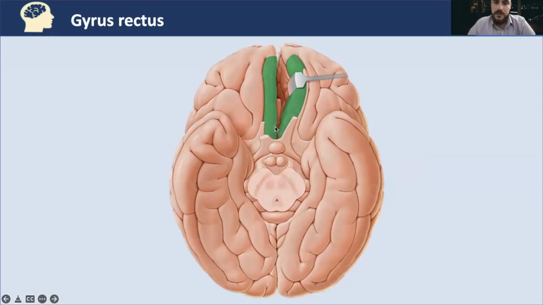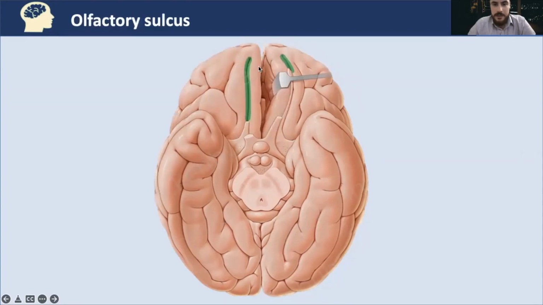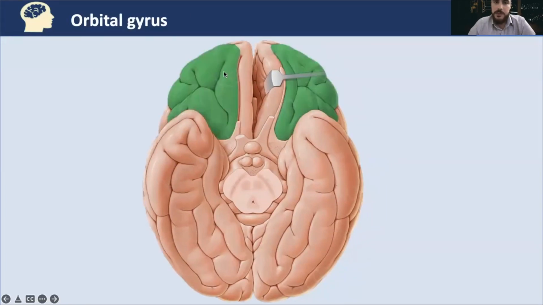So the area in the green represent the gyrus rectus, or the straight gyrus. You can see how it goes straight, like it's a purely demarcated gyrus. This is gyrus rectus. What's lateral to it, we have the olfactory sulcus. It has the olfactory tract running into it. Lateral to it, we have the orbital gyrus. So this is the orbital gyrus.